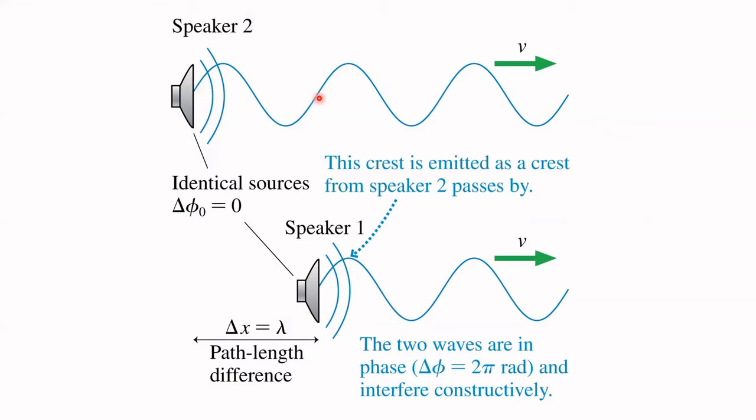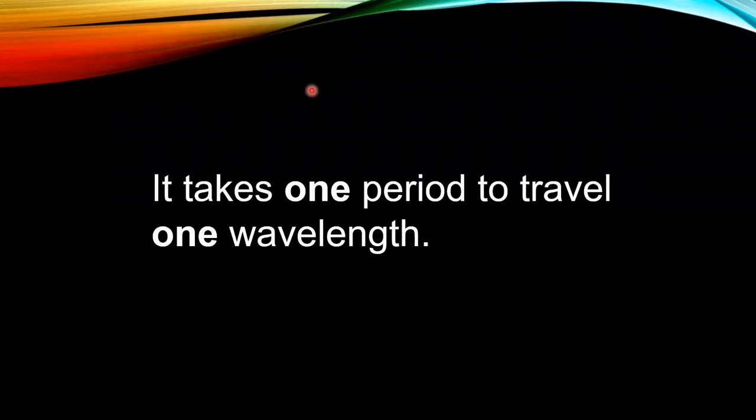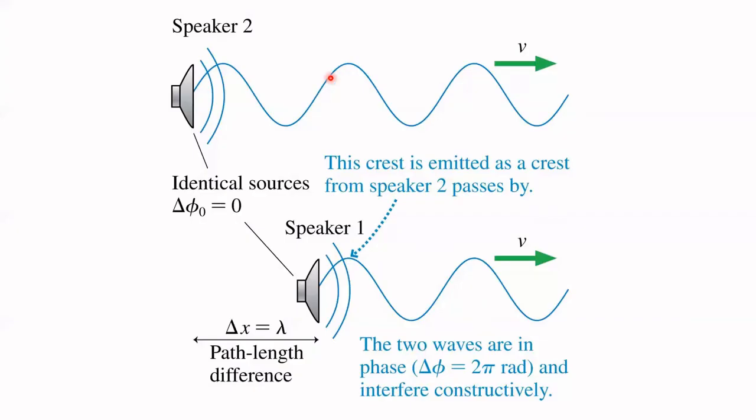How long did it take to travel that distance? Well, that's called the period, right? It takes one period for a point on the wave to travel this far. Well, what is this far? That distance is called the wavelength. So here's a very important point that may be obvious to you, but it takes one period for a wave to travel one wavelength, or I should say a particular point on the wave.